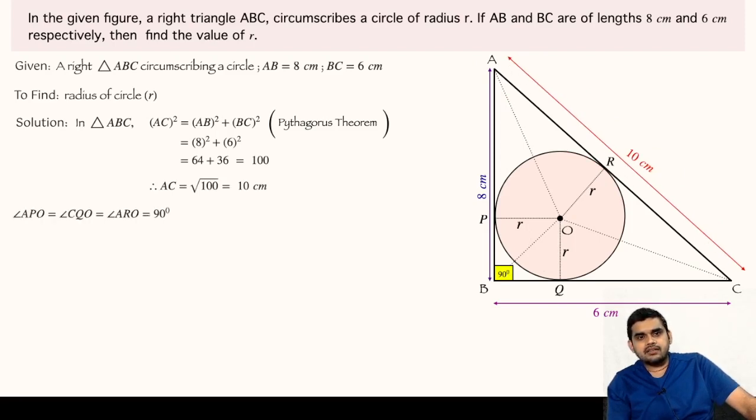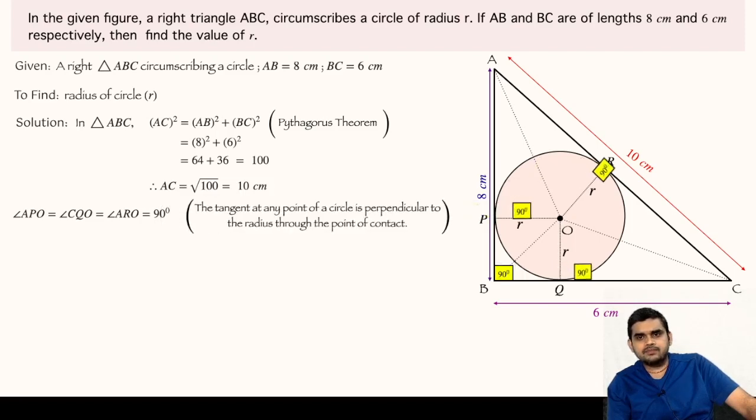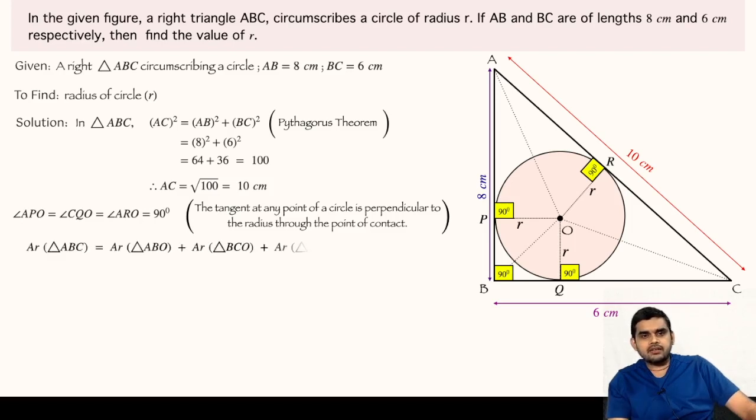Now moving ahead, we see that angle APO, angle CQO and angle ARO, they are 90 degree. Why? Because we have this theorem that the tangent at any point of a circle is perpendicular to the radius through the point of contact. Moving ahead, we can write area of triangle ABC is equal to area of triangle ABO plus area of triangle BCO plus area of triangle ACO.